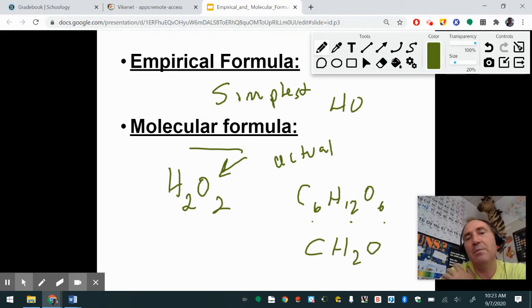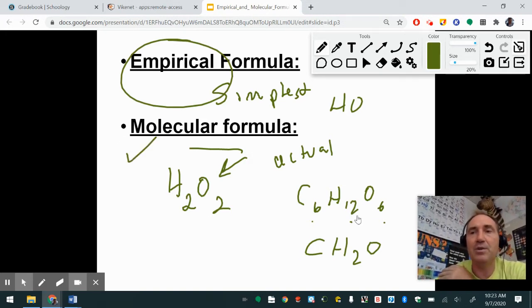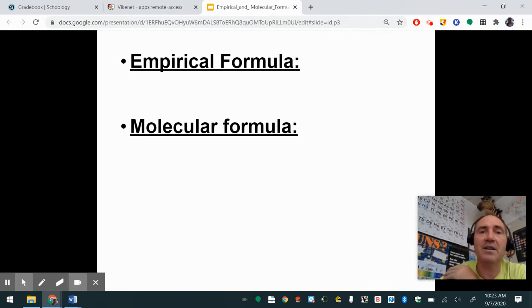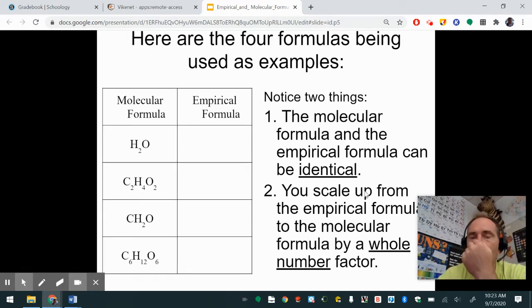Okay, so keeping that in mind, that's what we are talking about when we distinguish between empirical and molecular formula. You are going to be finding the empirical formulas today, and also sometimes the molecular formula if they give you some information in the problem. So what does this look like? Let's take a look. Okay, I got to go this way. All right, so here's an example.